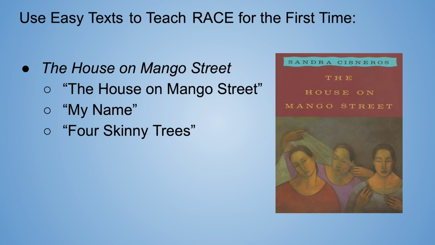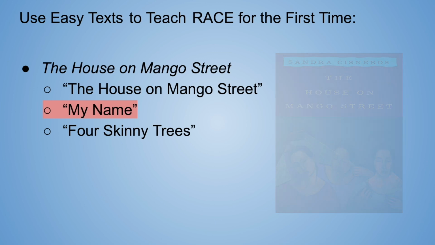The one I use to model the race strategy is Four Skinny Trees. The one I use to have students write using race is My Name. I have them answer the question, how does Esperanza's name affect her? In this video, we're focusing on modeling a response though.